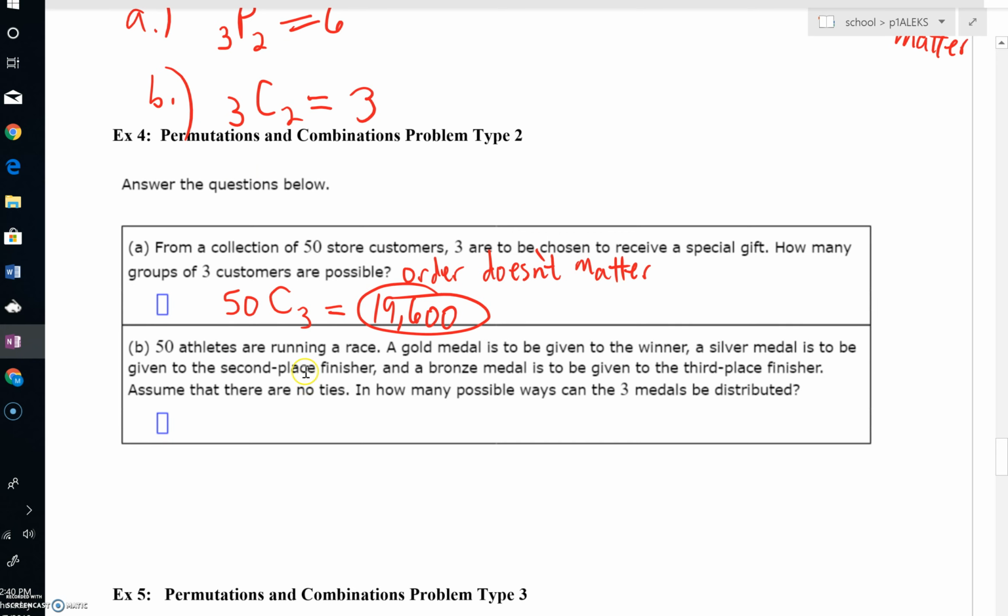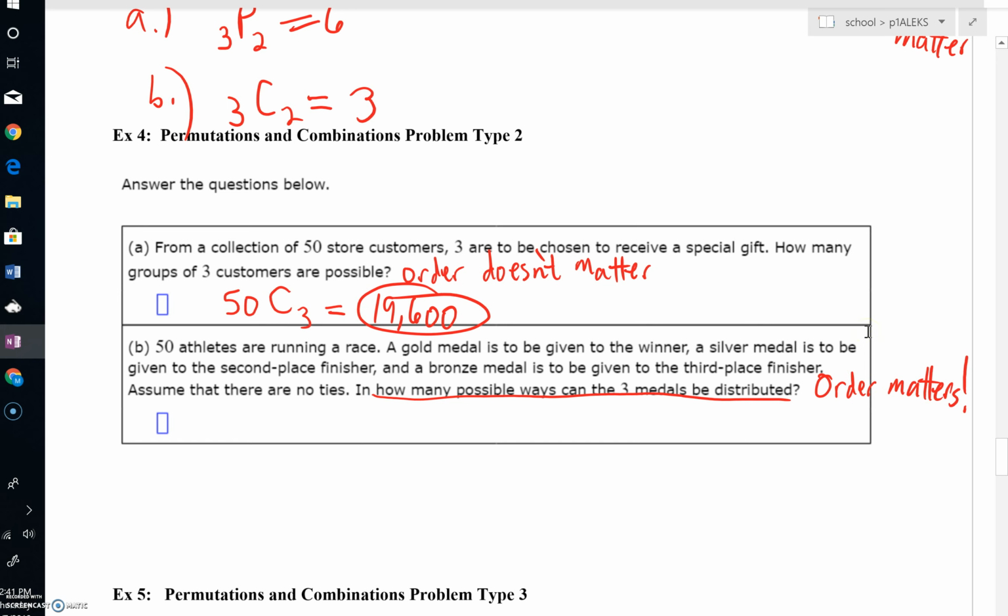We've got 50 athletes running a race in B. Now we've got a gold medal, a silver medal, and a bronze medal. We've got 3 medals to be distributed. In how many different ways can the 3 medals be distributed? Order matters. Whoever is read first would be considered getting the gold medal. If that same person was given a 3rd position or was read off 3rd, that would be a bronze.